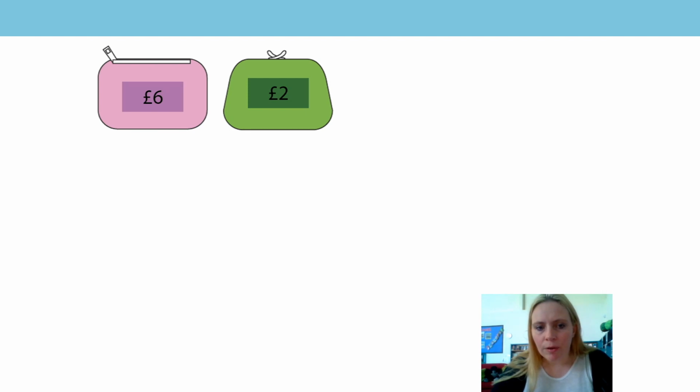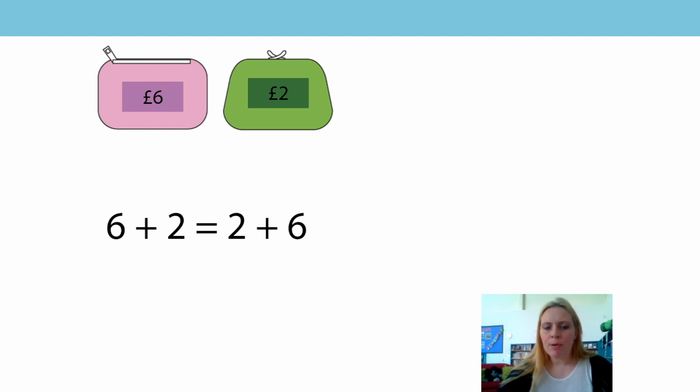Okay, so this is what I wrote. I wrote, maybe you could say it with me, 6 plus 2 equals 2 plus 6. Look, this addend just went there, and my addend of 2 just went there. The 6 here represents my pink purse, and the 2 here represents my green purse. They represent the same things in the second part of my equation, don't they? But they've just swapped places.